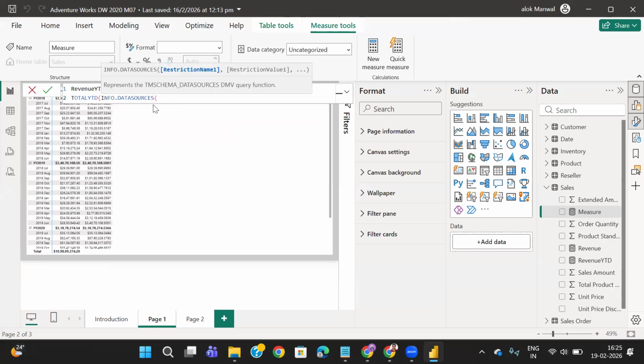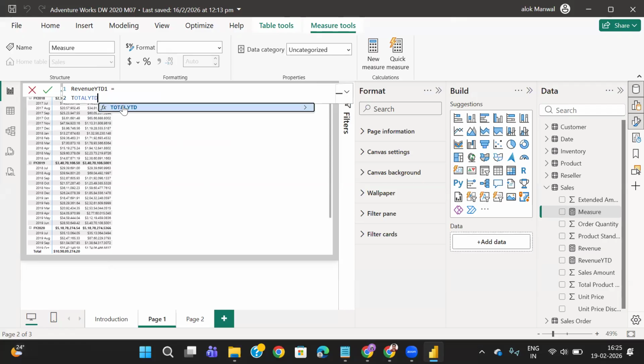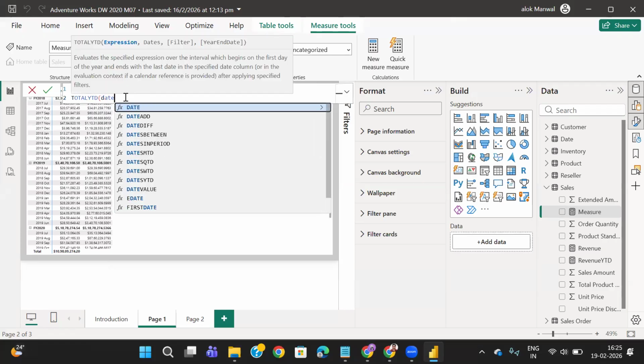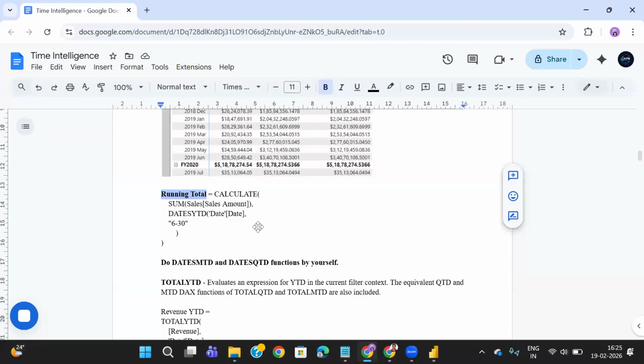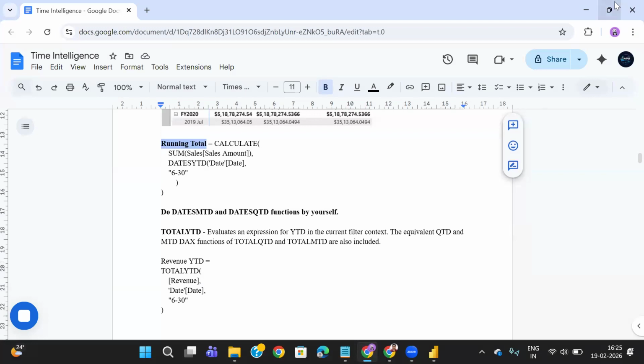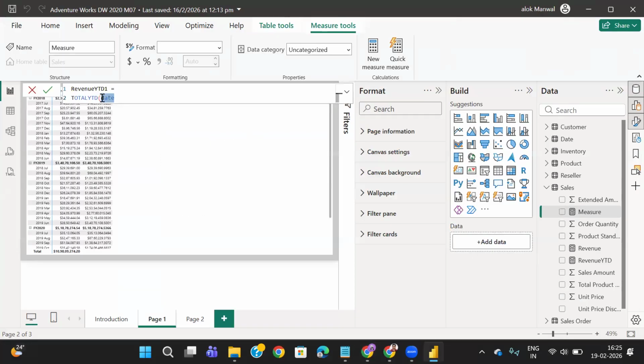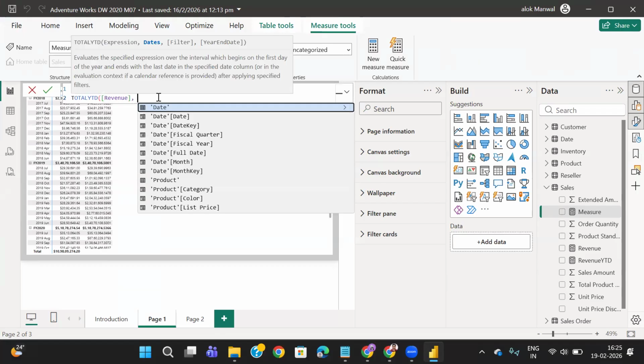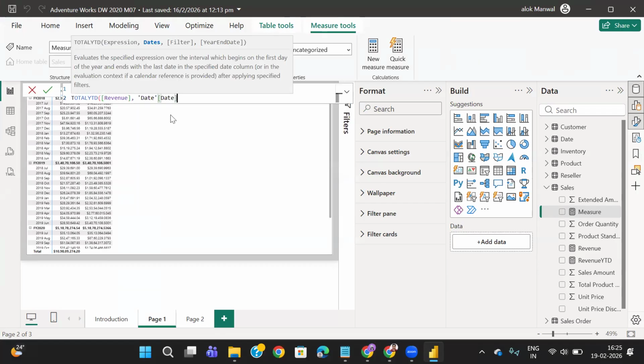Here is total YTD. One second. Confirm. Now I'm doing date. Why is it not taking the date table? Okay, let me check. Okay, total YTD. Sorry, I have not taken the revenue. I should have taken the revenue first. Then it should go for the date.